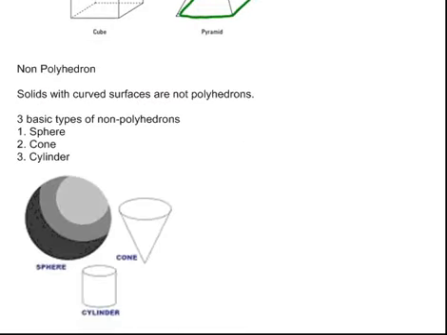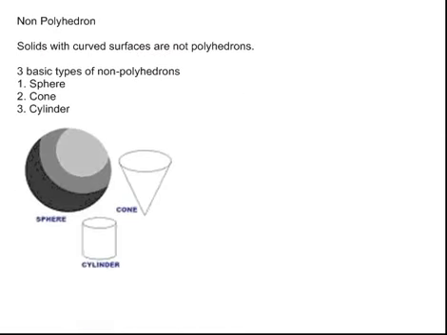Well, we see those in everyday life as well. Here are three of our basic examples. We know that any three-dimensional object is a solid figure, but when we're talking about non-polyhedrons, we're going to be referring to a sphere, cone, and cylinder. And those are the three basic types that we're going to be looking at. Now, when we think of a sphere, we probably think of a ball. We look at a cone, well, just that. Think of a cone for an ice cream.